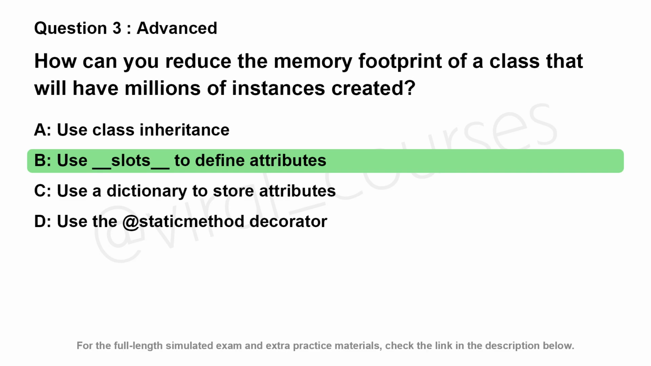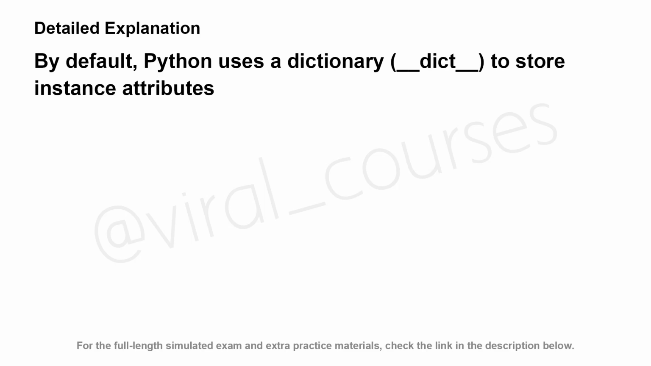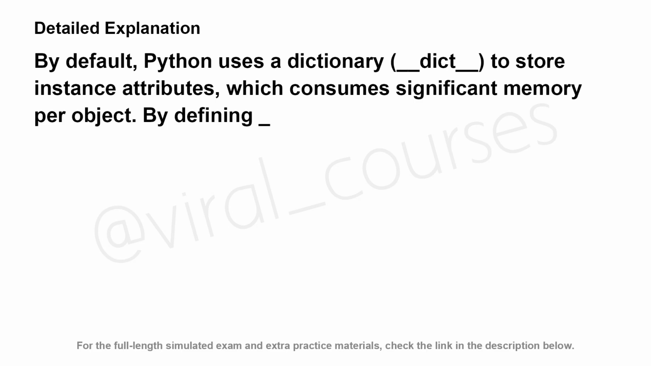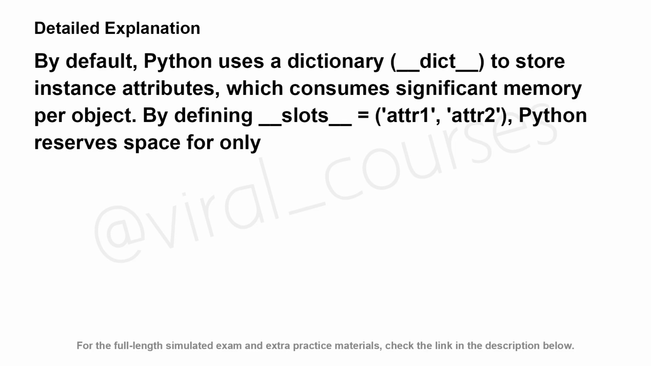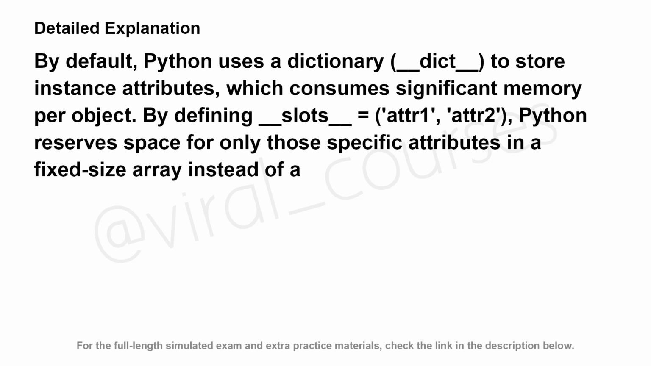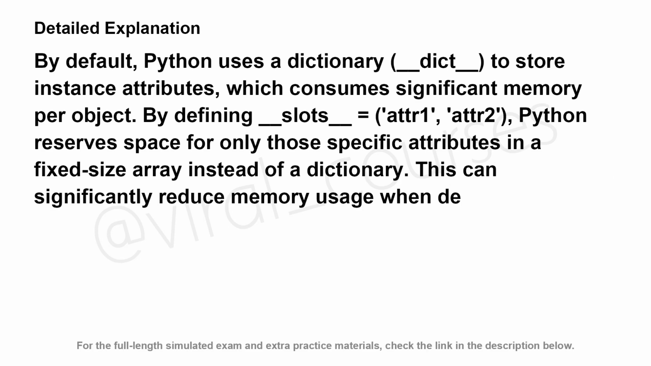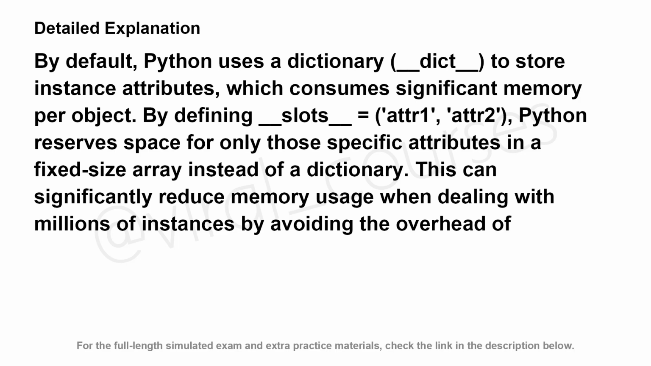The correct answer is B. By default, Python uses a dictionary, __dict__, to store instance attributes, which consumes significant memory per object. By defining __slots__ equals attr1, attr2, Python reserves space for only those specific attributes in a fixed-size array instead of a dictionary. This can significantly reduce memory usage when dealing with millions of instances by avoiding the overhead of a per-instance __dict__.